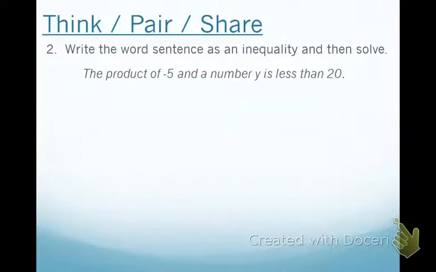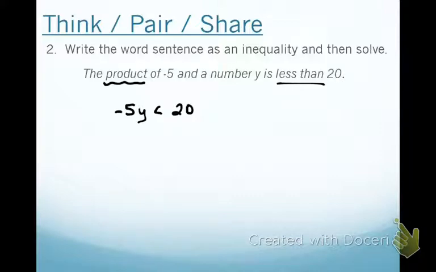All right, final question. Write the word sentence as an inequality and then solve. What does the word product mean? Multiply. So how do we multiply? Okay, remember, I don't want to see negative 5 times y like this. How do we write negative 5? Just put them together. Negative 5y is less than 20.